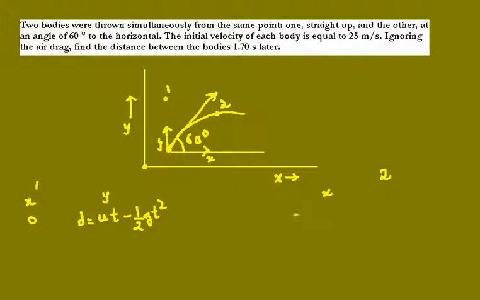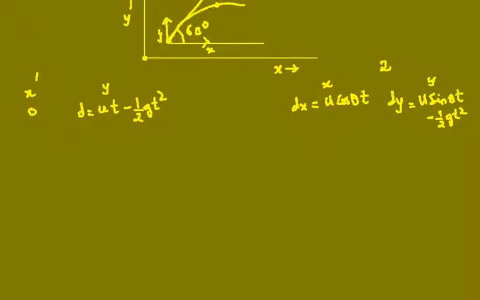So the displacement in the x component would be equal to u cos theta, where theta is the angle at which it was thrown, into time t. It would not be affected by acceleration due to gravity because that acts only in the y direction. Coming to the y component of motion, dy would be equal to u sin theta into t minus half g t square.